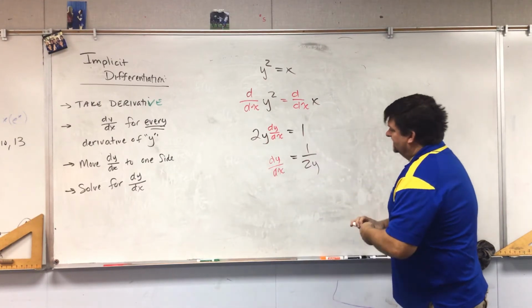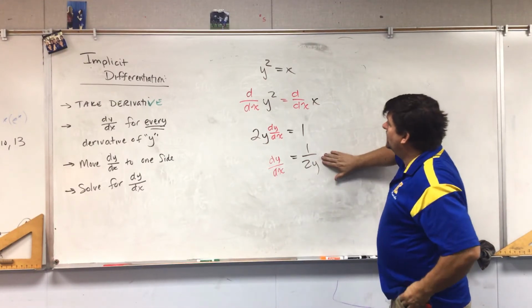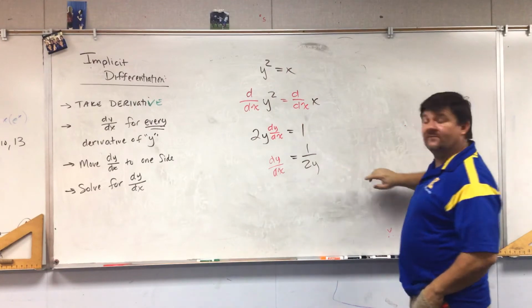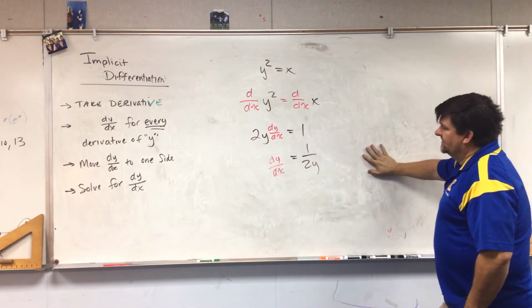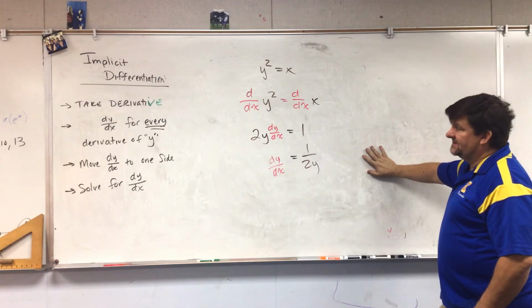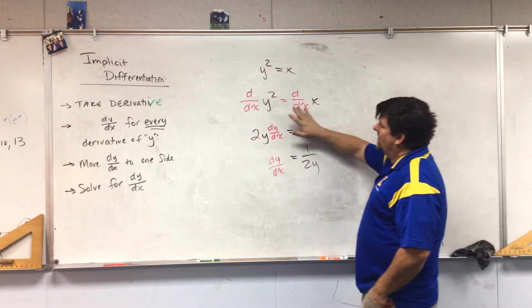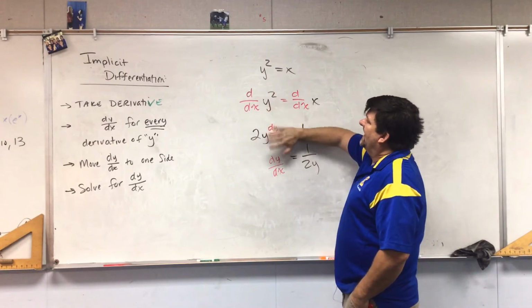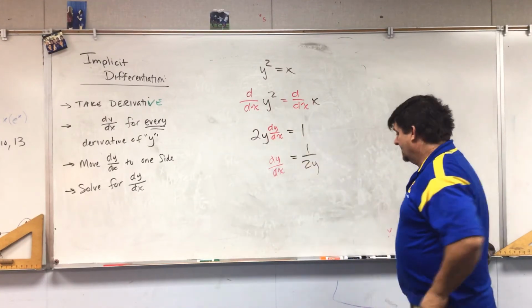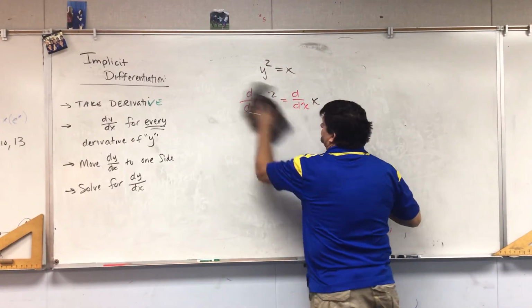So I can find the slope anywhere on this as long as I have the value of y, okay? So that's implicit differentiation. We're not worried about extra y's inside the problem. So let's tackle another one here.